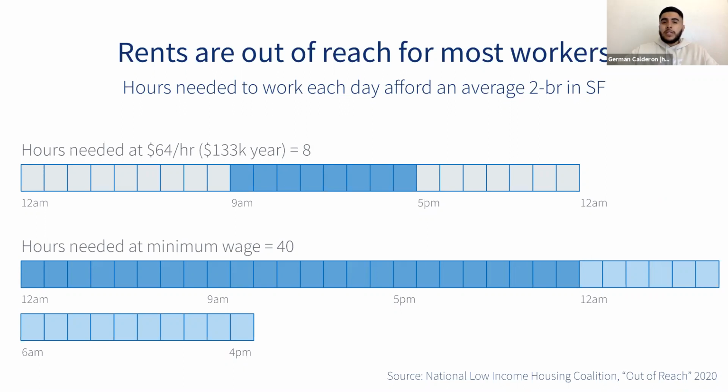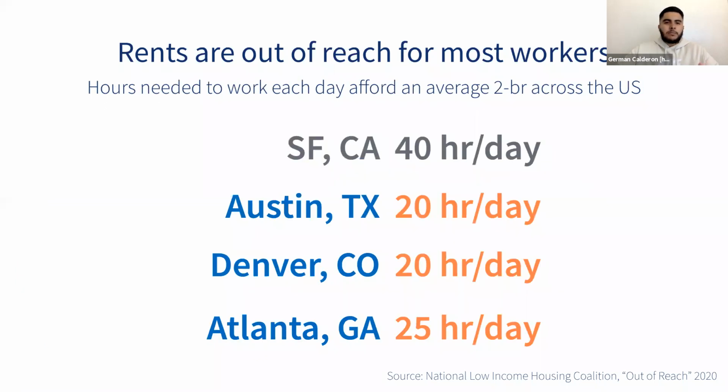However, if you're making minimum wage in San Francisco, you need to work 40 hours to afford that two-bedroom apartment. Once again, that's 40 hours a day to be able to afford that two-bedroom. So there's only 24 hours in a day. So we're creating an impossible situation for low-wage workers to be able to afford living in the cities where they work in. And this problem persists across the country, like we talked about.